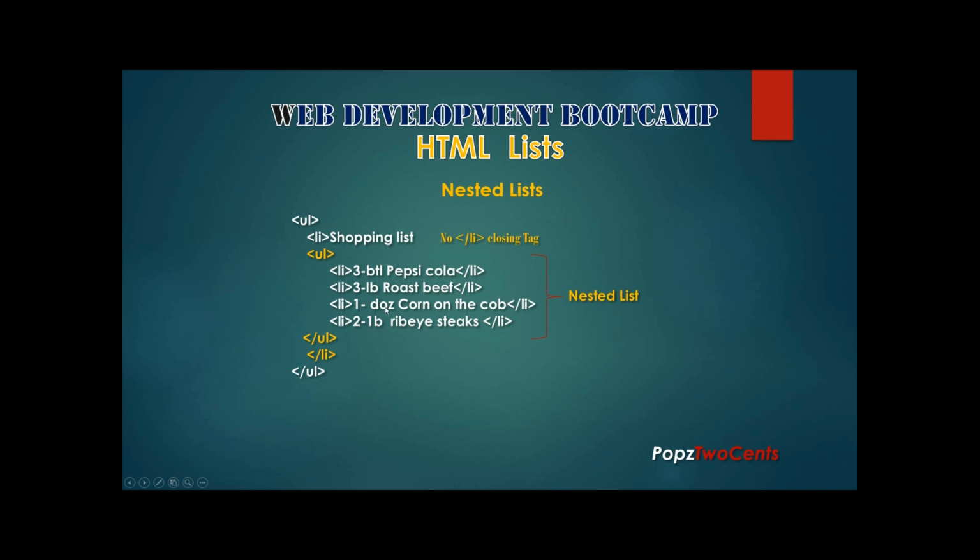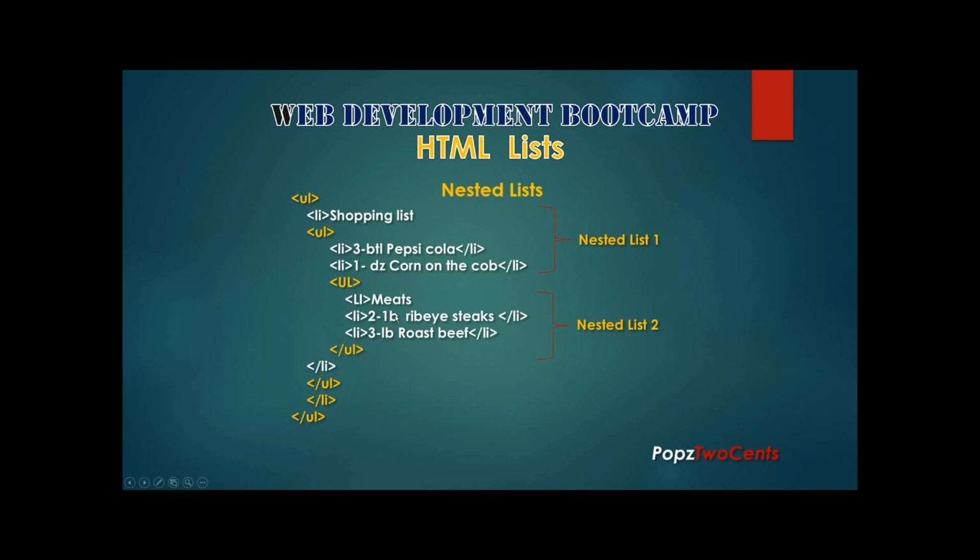This cannot reside in this list. Every item is closed. So it has to reside outside of the inner list. In this case, the tag right here is left out right after the opening unordered list tag. So it makes sense that it would close just prior to the closing unordered list tag. The question comes up, can I have more than one nested list within a list? The answer is yes. Same thing applies for a larger list.